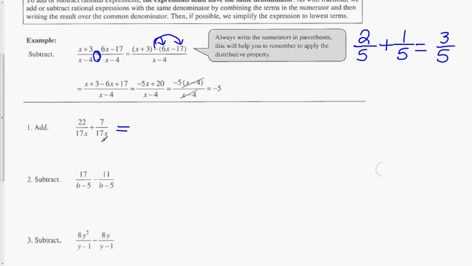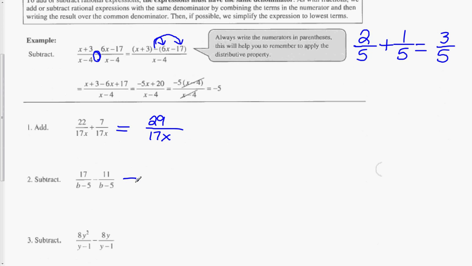So this first example, we have a 17x in the bottom. So that's the same denominator. I'm going to leave it alone. 22 plus 7 would be 29. And that's all you can do with that one because there's not any common factors between 29 and 17. That's all we can do.